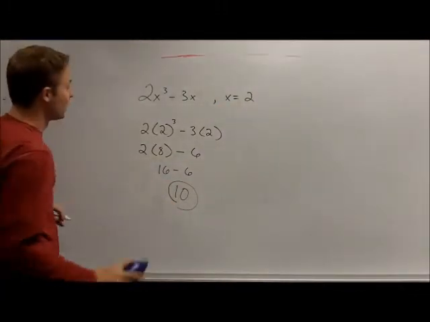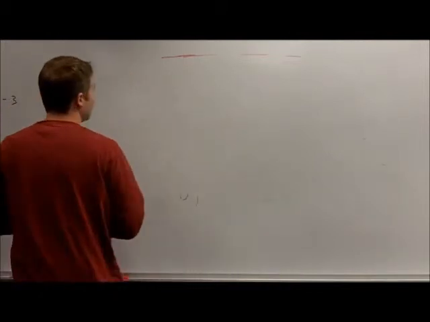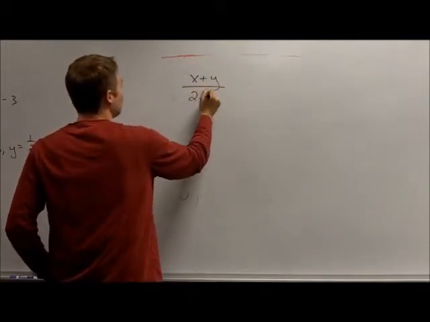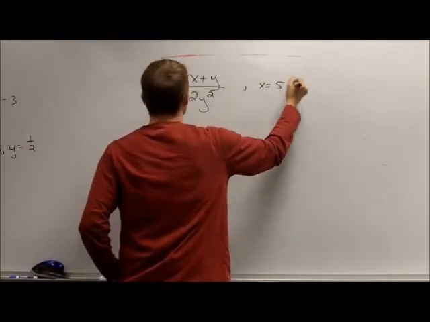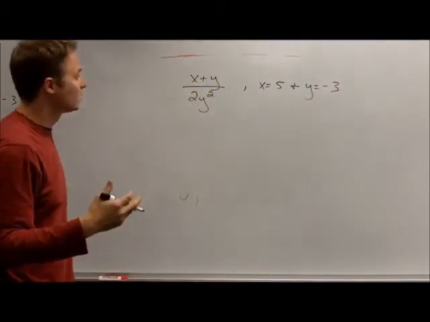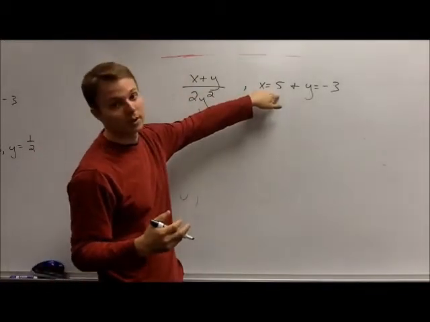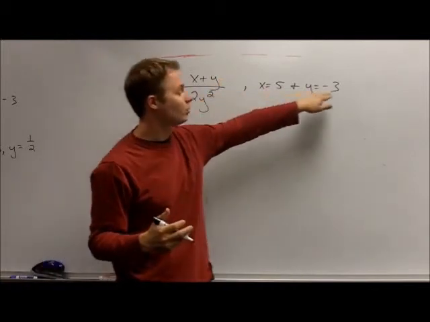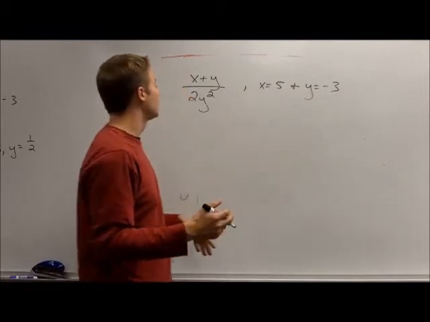Now I can do this with multiple variables. I don't have to just have one variable in my expression. So something like this, x plus y divided by 2y squared, evaluated when x equals 5 and y equals -3. Again, I'm going to do this the exact same way. Everywhere in my expression that I see an x, I'm just going to replace it with a 5. And then I go back through the expression, everywhere I see a y, I'll just replace it with a -3, and then do the simplification, and whatever number I get is my answer.